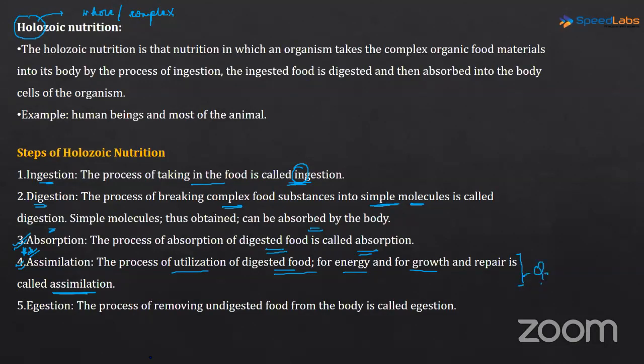The next and the last step of holozoic nutrition is egestion. The process of removing undigested food from the body is called egestion. If you remember, we discussed and I explained the difference between egestion and excretion.